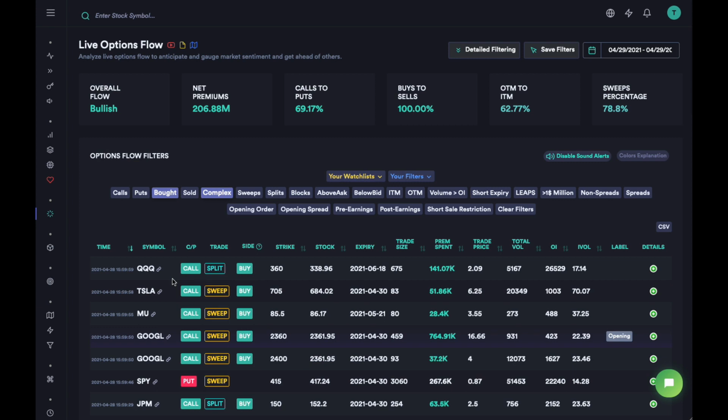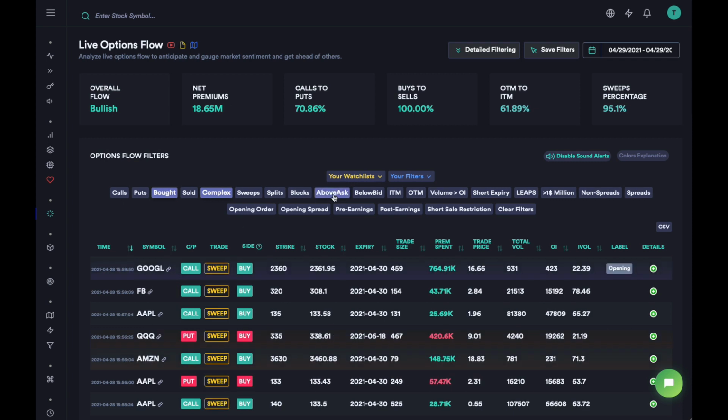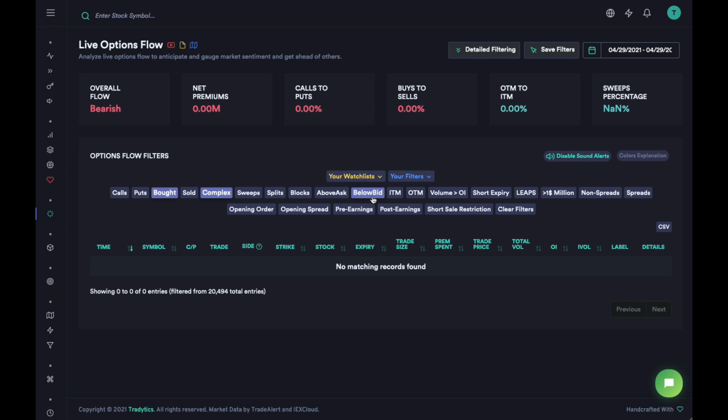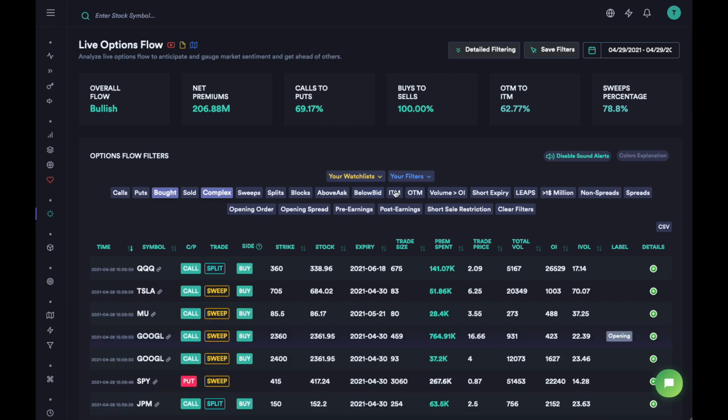But sometimes if people are in an urgent situation, or if they have too much confidence in a play, they might be willing to pay more than what the contract is worth. So sometimes the price might be higher than the ask price, or someone might sell something at a lower price than the bid price. Those are really strong signals, because as you can imagine, they are telling us things about the people that are trading that flow. So you can filter by using these above ask and below bid filters. So just keep that in mind. Now then we have the ITM and OTM.